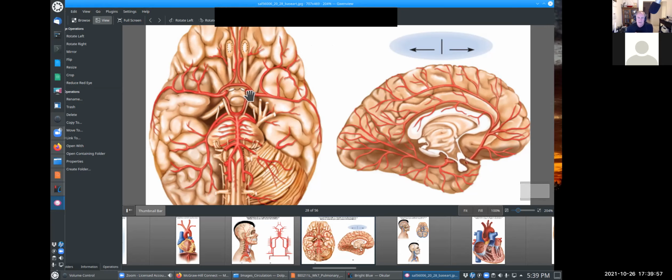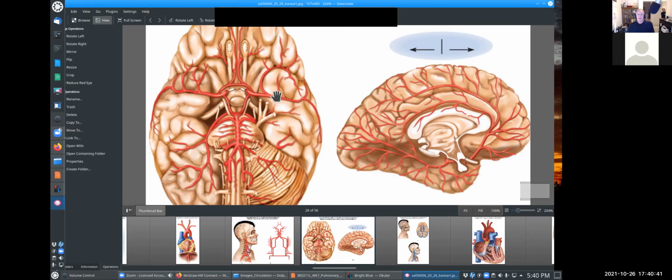So internal carotid, you're correct, on each side, right and left internal carotid, and then the basilar artery. See how it runs in there? Yeah. And then you've got this major artery that comes off here, which would be what? It's kind of in the middle. That's middle cerebral.